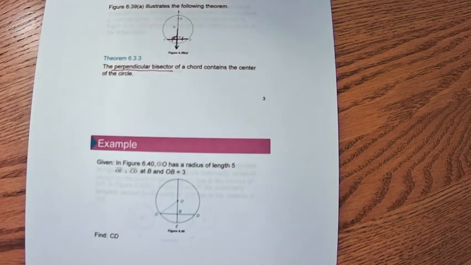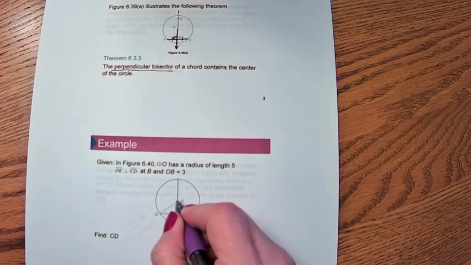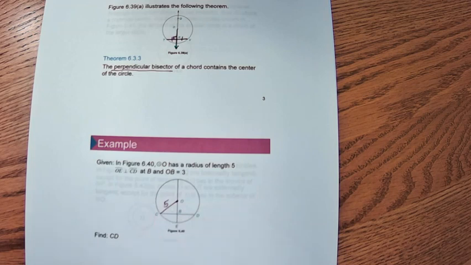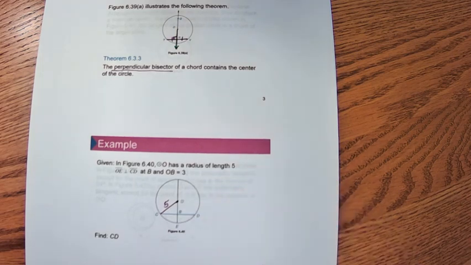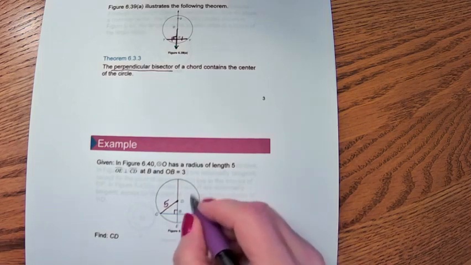All right, let's try to see if we can find the lengths of some of these segments. So here we are. Here's circle O, and it has a radius of 5. And we are told that segment OE is perpendicular to segment CD. So we're going to put our little right angle notation in there. And we're also told that OB is 3. From here to here is 3.